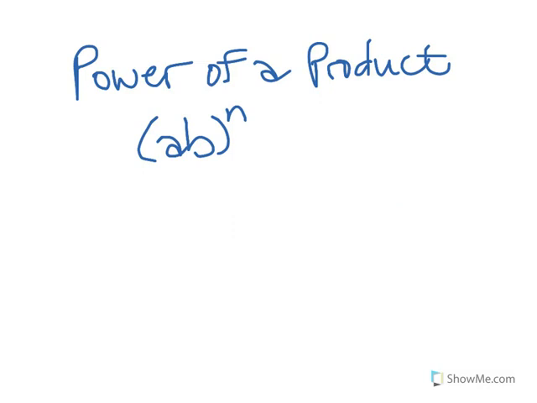The other property to introduce in this ShowMe is the power of a product property. This property says that if we take a product of two numbers, in this case a and b, and raise it to a power, say the nth power, what we're really doing is raising each factor of the product to that power. Let's take a look at how that should work.